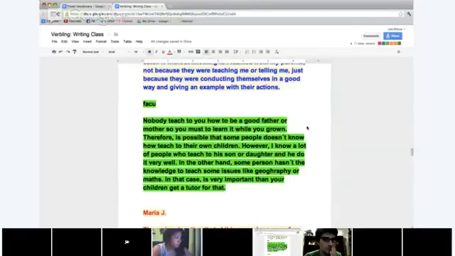Nobody teach you how to be a good father or mother, so you must learn it while you grow. Therefore, it's possible that some people doesn't know how to teach to their own child. However, I know a lot of people who teach to his son or daughter, and he do it very well. In the other hand, some person hasn't the knowledge to teach some issues like geography or maths. In that case, it's very important that your children get a tutor for that.